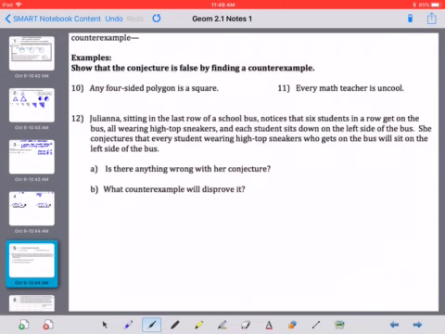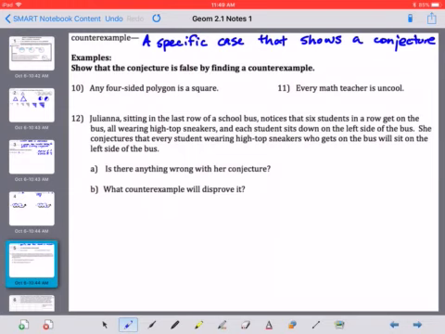And let's look at one last definition here. A counterexample is a specific case that shows a conjecture is false. So if someone makes a conjecture and you come up with something that proves it's not true, that would be a counterexample. And we're going to practice a few counterexamples right here. So we're going to show that the conjecture is false by providing a counterexample.